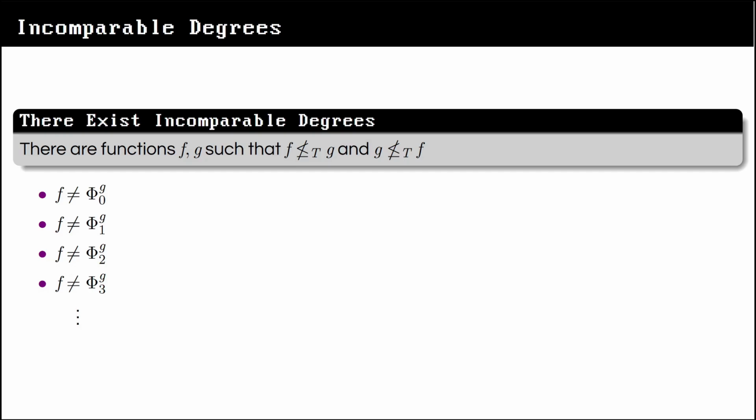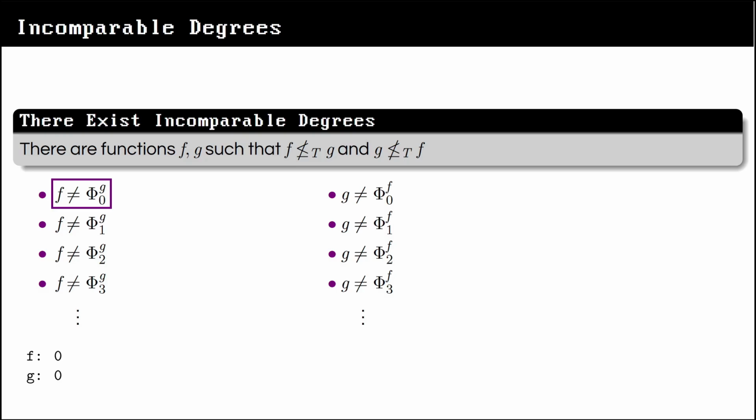And vice versa, in order to ensure that g is not computable from f, we need to make sure that g is not given by the 0th program with oracle f, or the first program with oracle f, and so on and so forth. So again, to make sure that all of these conditions wind up being satisfied, we're going to construct f and g progressively.